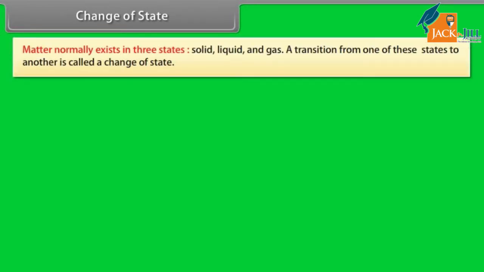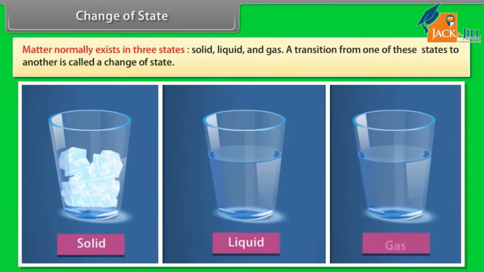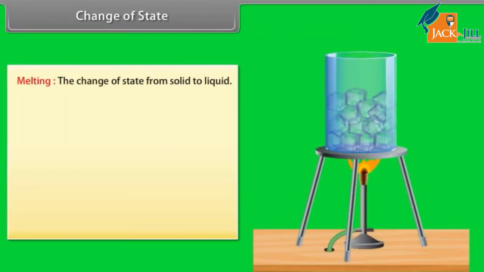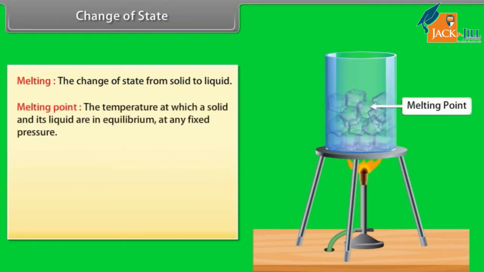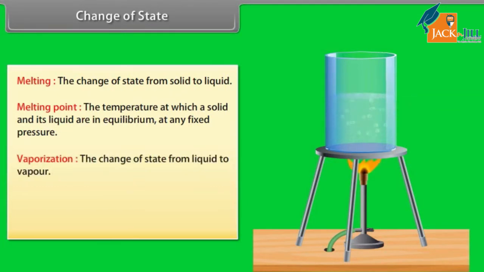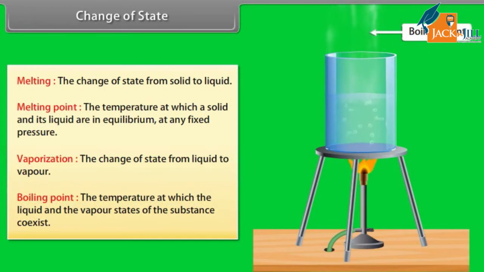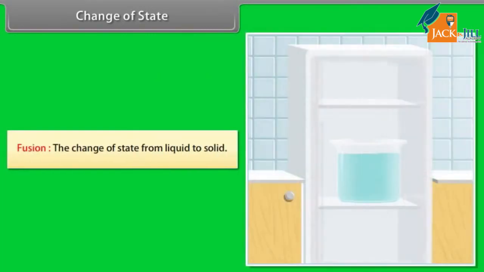Change of state. Matter normally exists in 3 states: solid, liquid and gas. A transition from one of these states to another is called a change of state. Melting: the change of state from solid to liquid. Melting point: the temperature at which a solid and its liquid are in equilibrium at any fixed pressure. Vaporization: the change of state from liquid to vapor. Boiling point: the temperature at which the liquid and the vapor states of the substance coexist. Fusion: the change of state from liquid to solid.